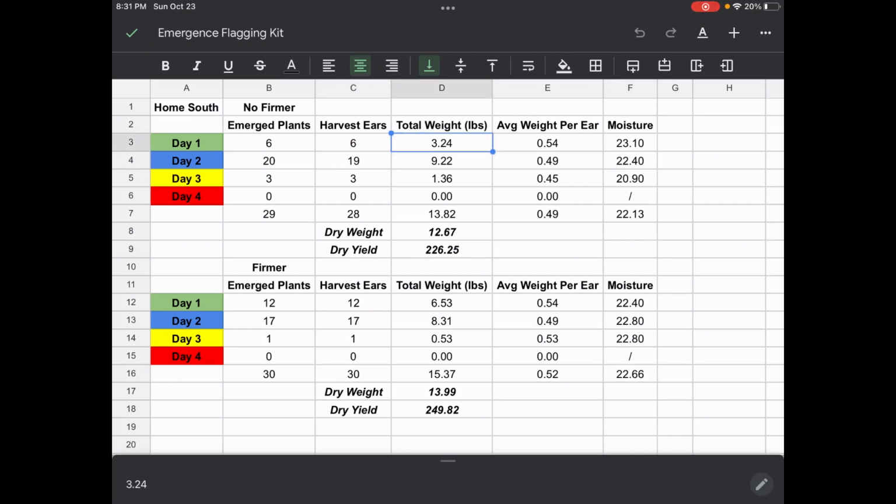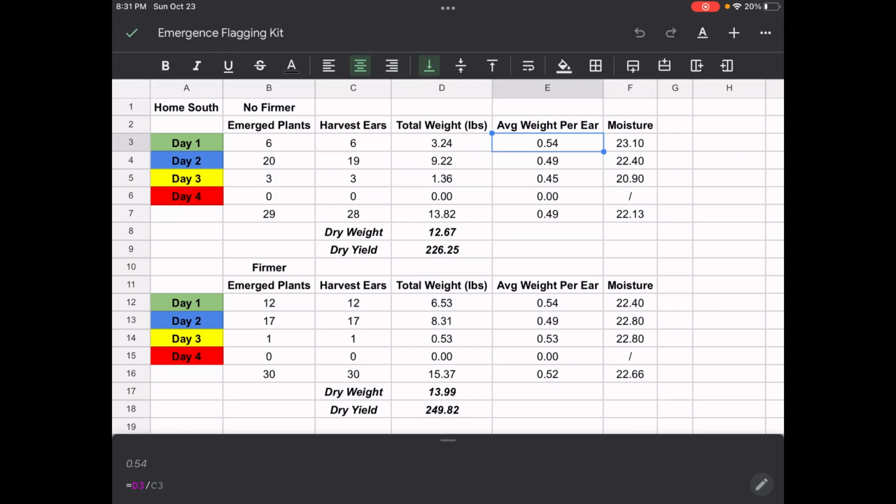So the next column, we had the total weight in pounds of all the shelled kernels from each day. But what's interesting, we get over here in the next column to the average weight. So day one was 0.54, day two was 0.49 pounds, and then we dropped a little bit more, 0.45 for the average on day three.